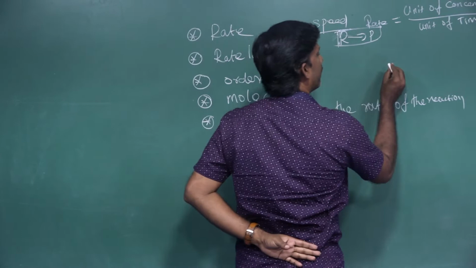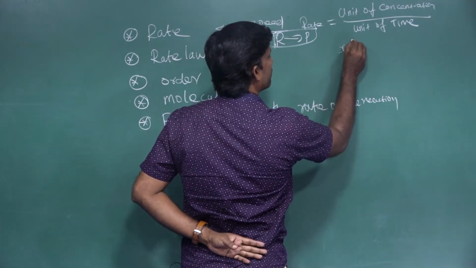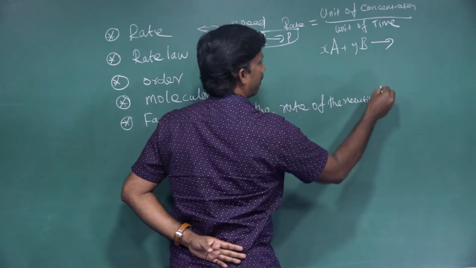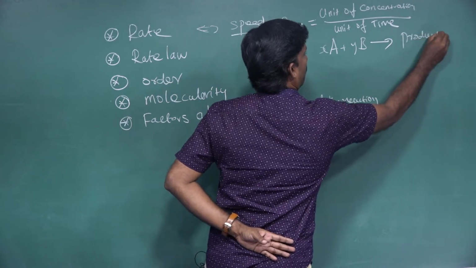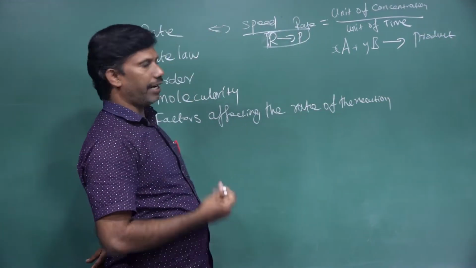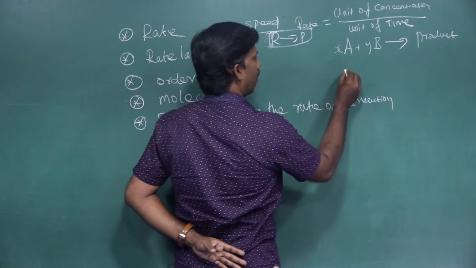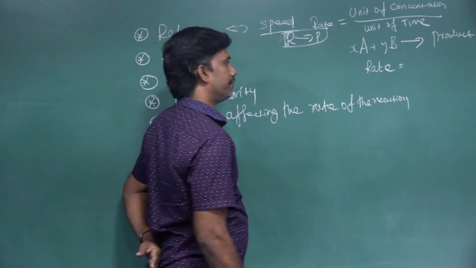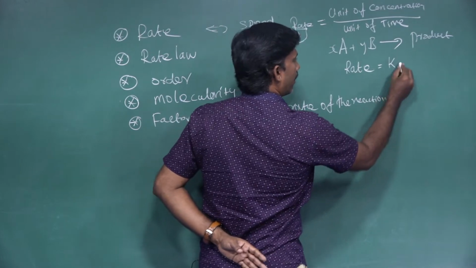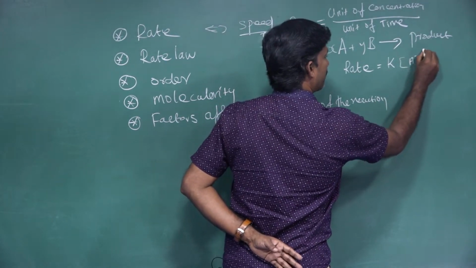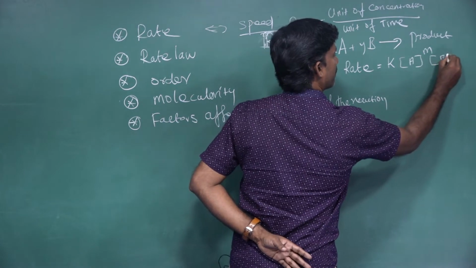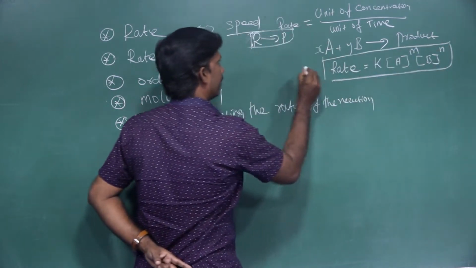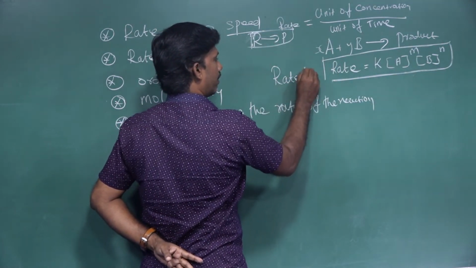For example, we can have an equation x times A plus y times B gives the product. Now let me write the rate equation. That is the rate law. Rate is equal to K into concentration of A power m and concentration of B power n. This is called the rate law equation or rate law.